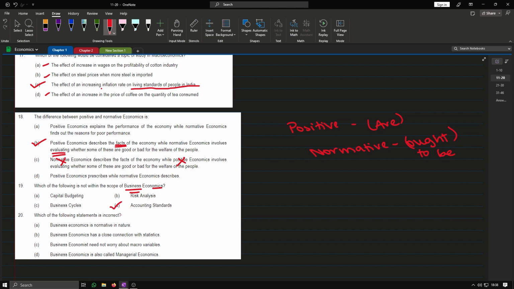Which of the following statements is incorrect? A, business economics is normative in nature. B, business economics has a close connection with statistics. Yes, it is true. C, business economists need not worry about macro variables. Is it true though? Does business not have to worry about the external environment and the national economy? Is it true? No, it's not, right? D, business economics is also called managerial economics. Yes, another name for business economics is managerial economics. So business economics is normative in nature, and it has a close connection with statistics. Statement C is false. So that's the incorrect statement among the given statements.